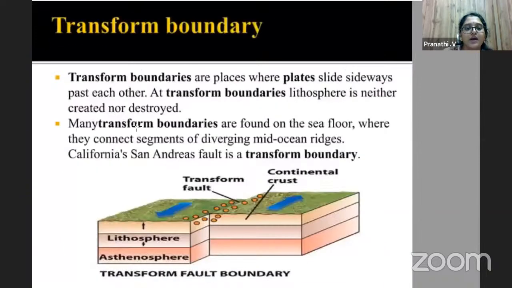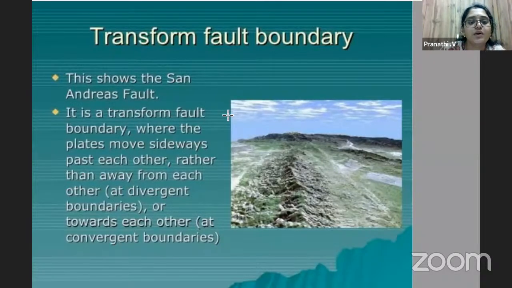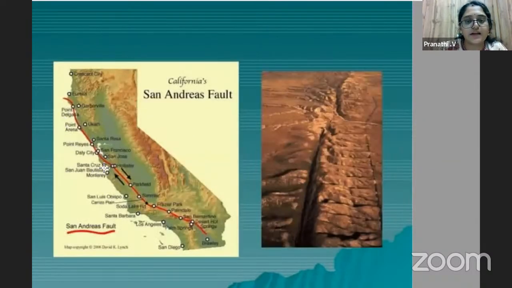Then you have a transform boundary, wherein plates are moving sideways. This is formed in the ocean floor, so you have a fault line forming over here. An example is the California San Andreas fault, which is a transform boundary. Over here, the plates have moved sideways past each other rather than away from each other. So this is the San Andreas fault line, like you can see over here. It's a fault line or a rift that has formed.